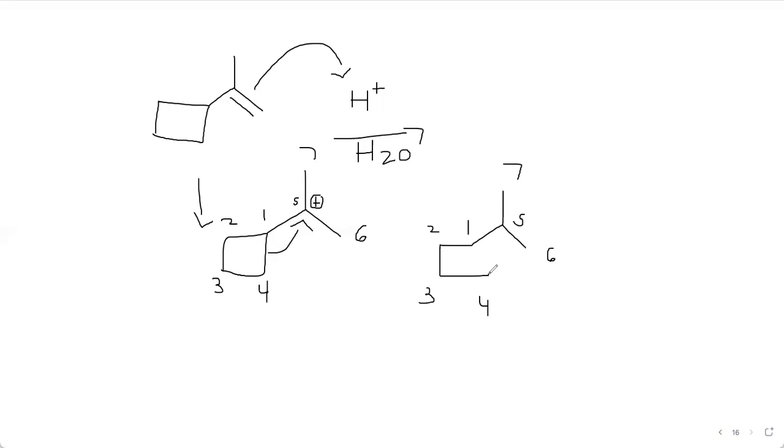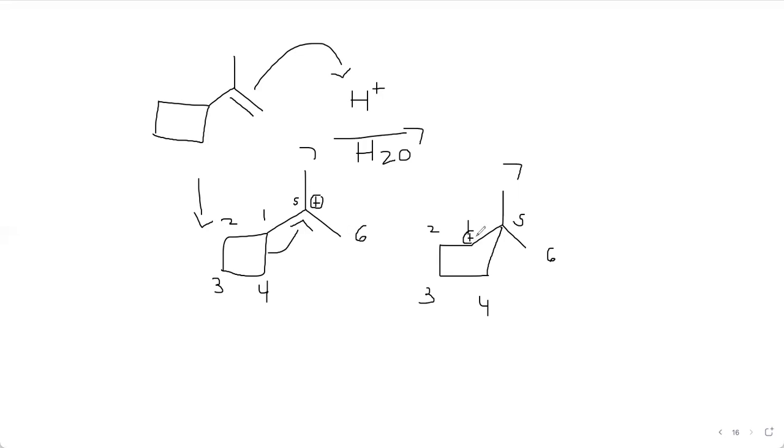So 4 is now being bonded to 5. So in that case, I have a 5-membered ring now. 1, 2, 3, 4, 5. I did my ring expansion. So where does the plus charge go? Remember, the plus always goes to the position that lost a bond. Carbon 1 lost this bond. Now it has a plus.